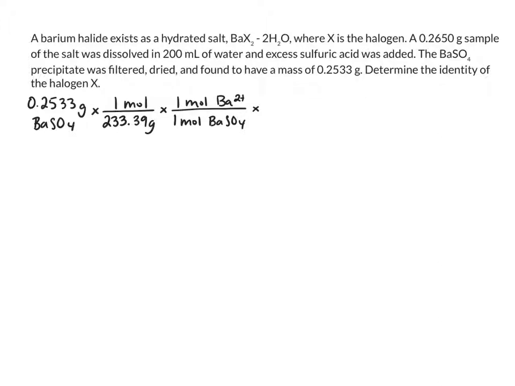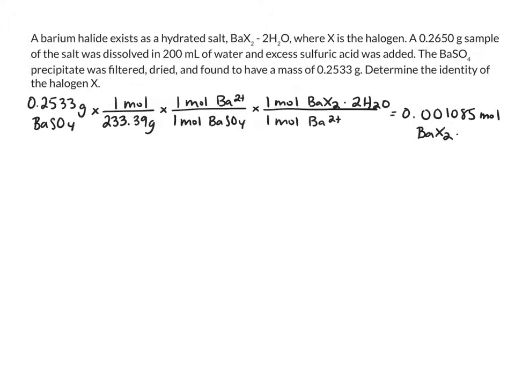Right. Now, looking at my original salt, 1 mole of the barium ions, this is going to be longer, gives me 1 mole of BaX2.2H2O. Okay. So this stoichiometry tells me that I've got 0.001085 moles of my original BaX2 hydrated salt.